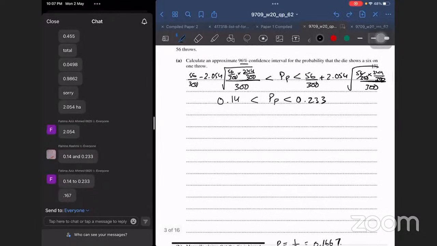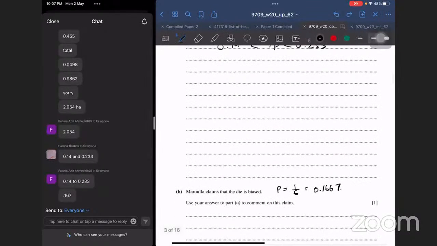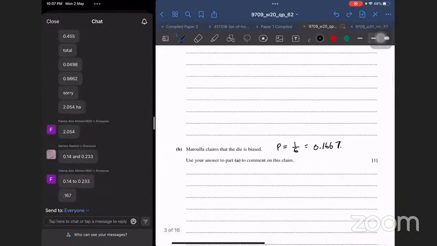Now, is 0.167 lying within this interval? Yes, it is lying within this interval. So with a 96% confidence, you can claim that the die is not biased because 0.167 lies within the interval.